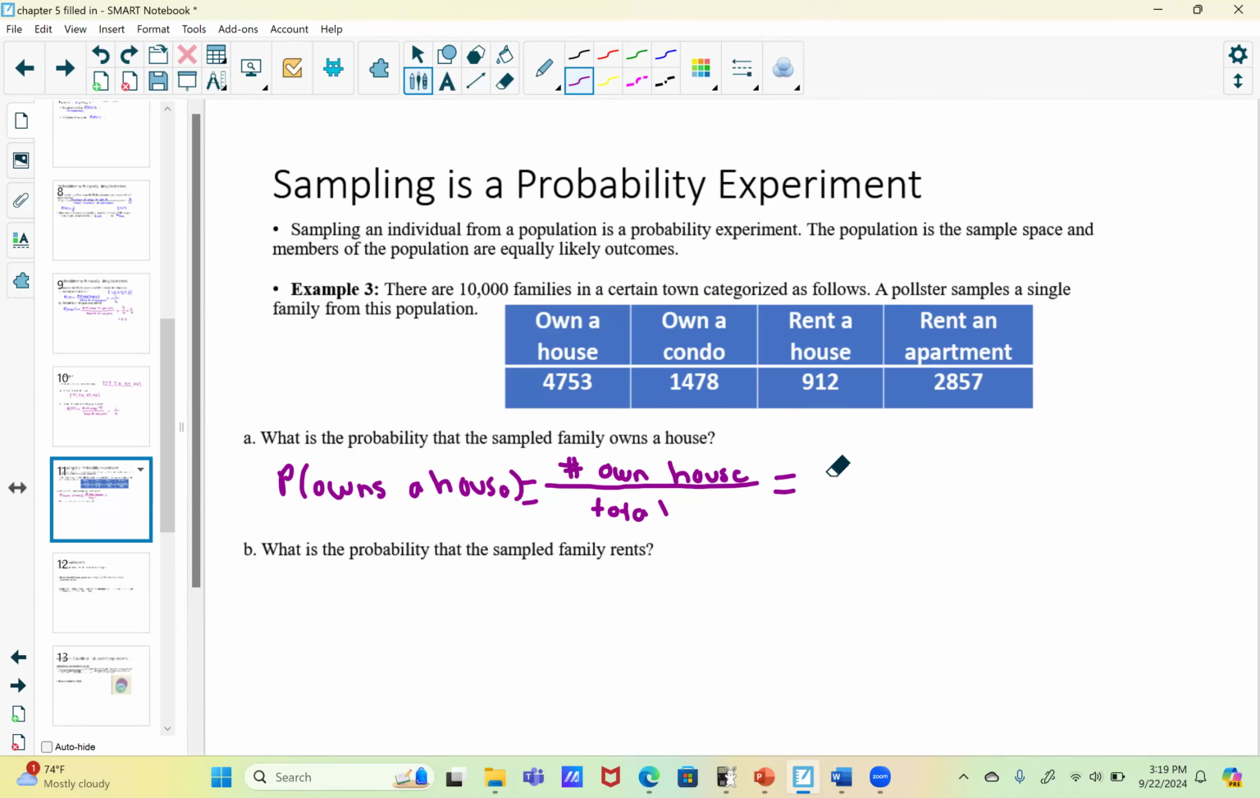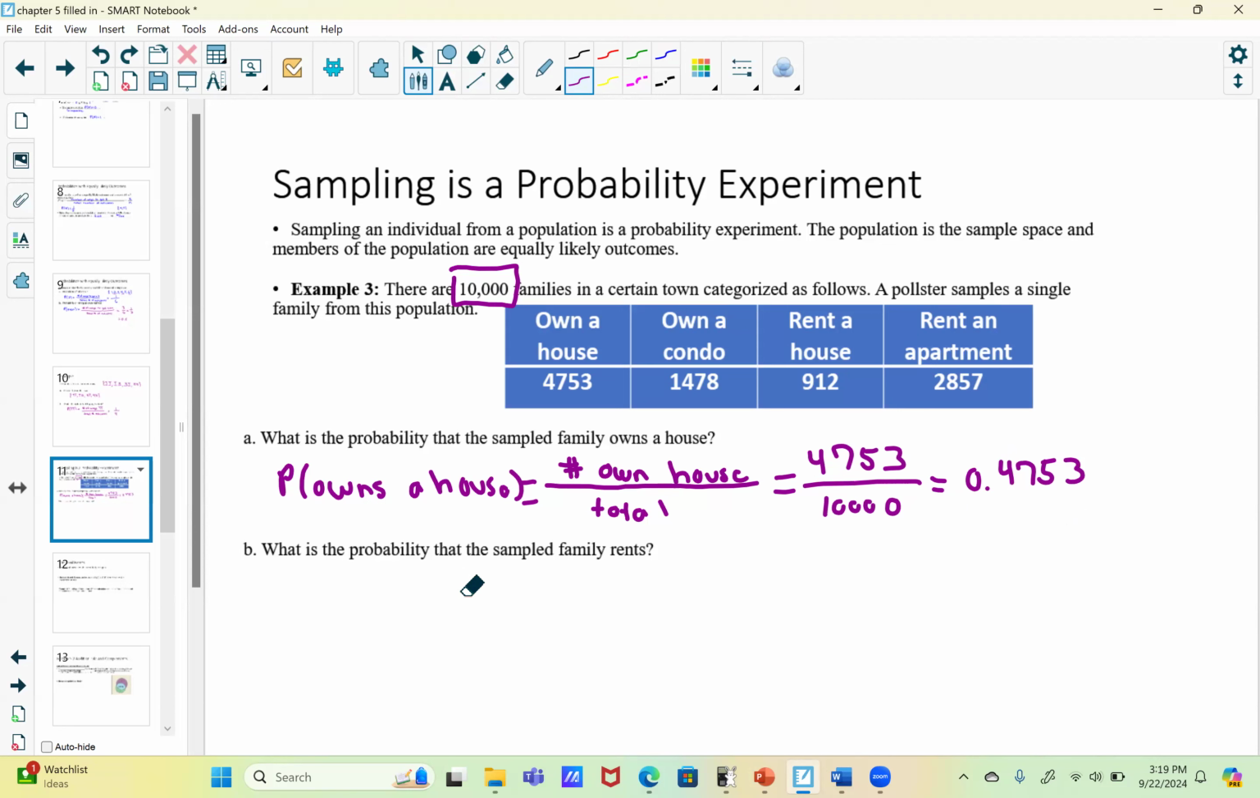So we take how many own a house, which is 4,753, and divide by the total. To get the total, you can add these four up, or realize they told us there are 10,000 families in this population, so that would be your total. Then we just divide, and we get 0.4753. You could also leave it as this fraction, because that's the simplified fraction, or put it as a decimal.